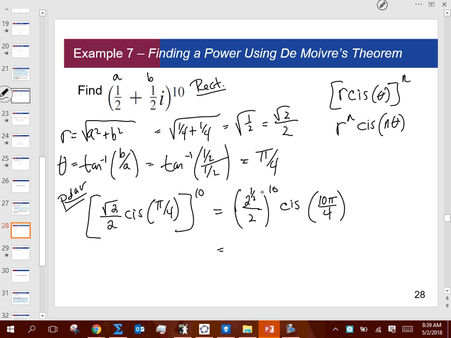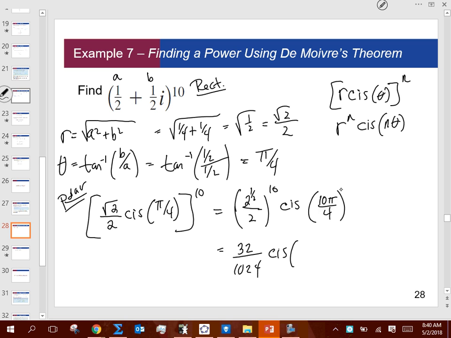Does anybody know what 2 to the 5th is? 2 times 2 times 2 times 2 times 2, 5 times? 32. So I get 32. 2 to the 10th is 1024. Okay. And then cis, 10 pi over 4.